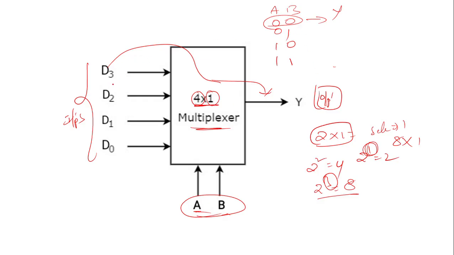If the select line is 0 0, D0 will be assigned. If the select line is 0 1, then Y is going to be D1. Otherwise, sorry, D2 and otherwise D3. Like that, with the changes in the select lines, we assign the particular input to the output variable.